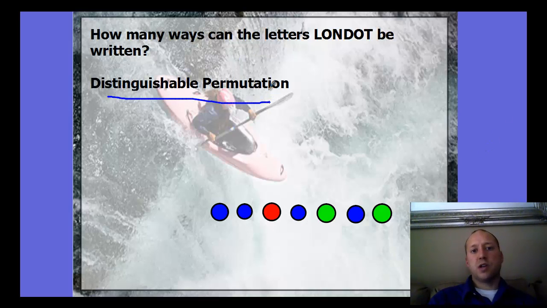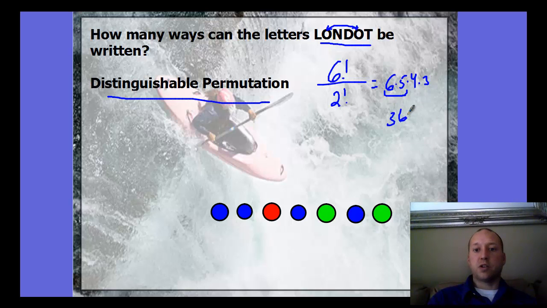Distinguishable permutations are a little different, where we're actually going to look at eliminating the repeats. So look at the letters that spell my last name, Londat. There are 6 letters. So 6 factorial is how many different ways I can arrange those where order matters. But if I switch these 2 O's, the order does not matter for those 2 O's in those 2 spots. So I can divide that by 2 factorial. And so that would be 6 times 5 times 4 times 3, 360 distinguishable permutations for those letters.